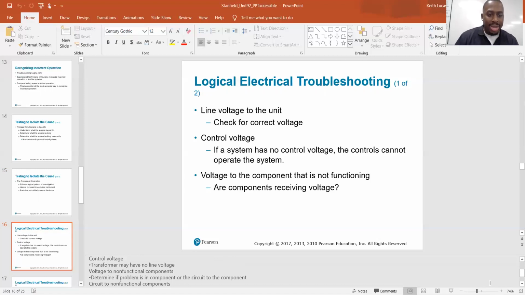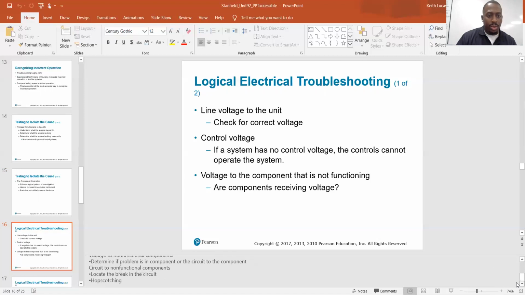Voltage to non-functional components. Determine if problem is in the component or the circuit to the component. In other words, if the motor's not turning, determine whether or not it's a bad motor or if it's the circuit to the motor, aka is there power to this motor? If there's no power to it, then that's why it's not turning. If there is power to it and it's not turning, you got a bad motor on your hands.